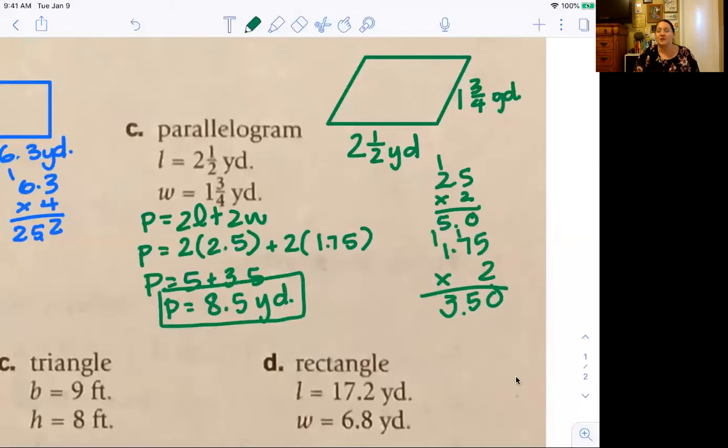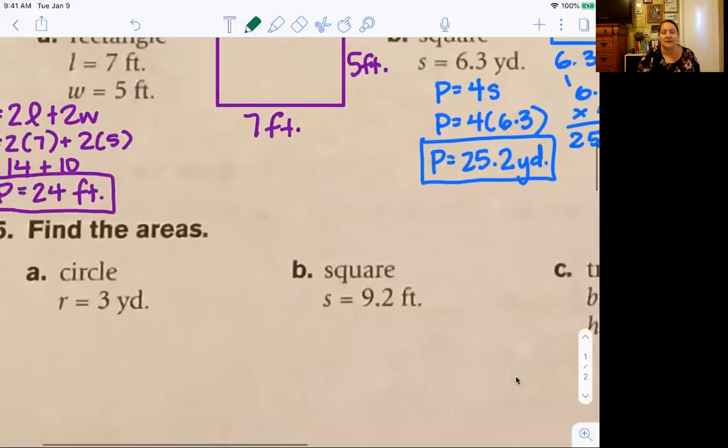Remember, perimeter is just the distance around. And I'm sure you guys are so good at all of these because we've been doing this for a good majority of the year. Since January, at least, we've been working on these. So you guys are doing so amazingly well.